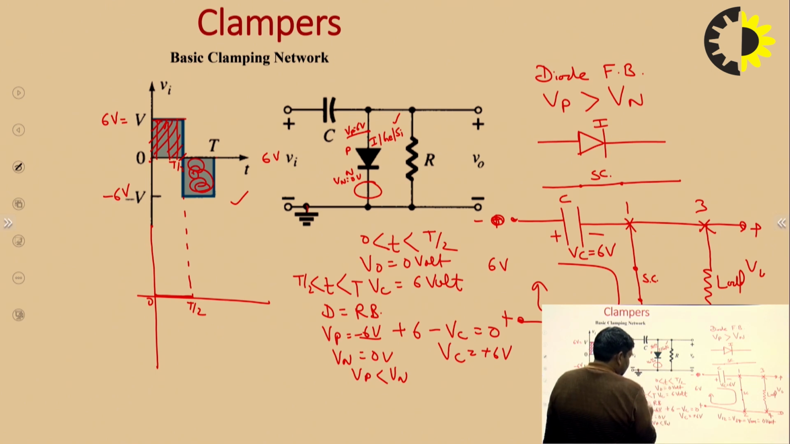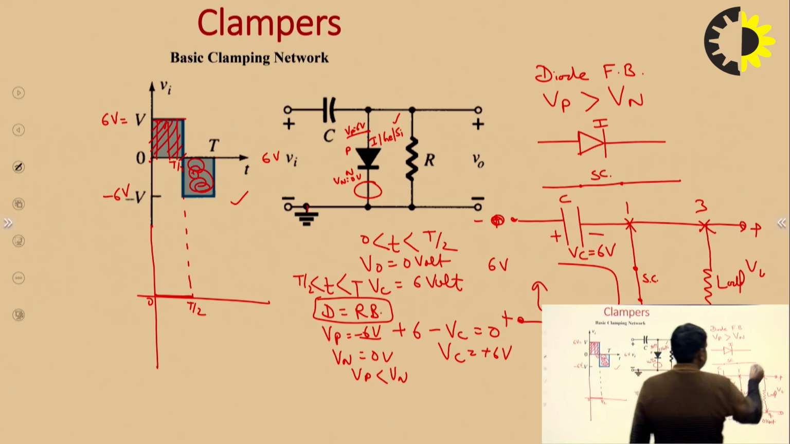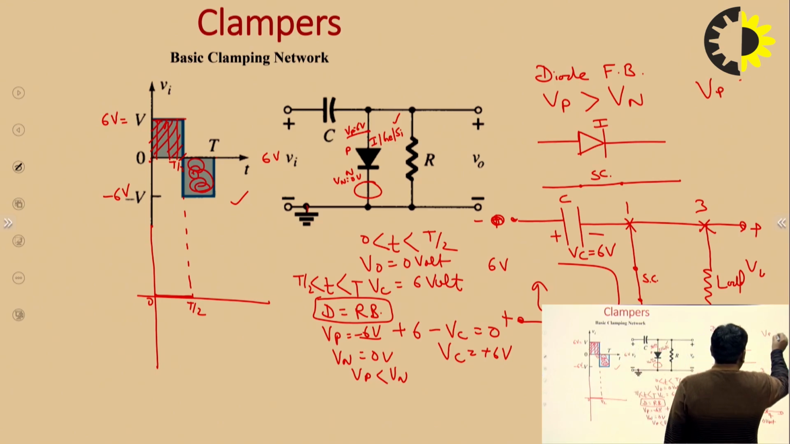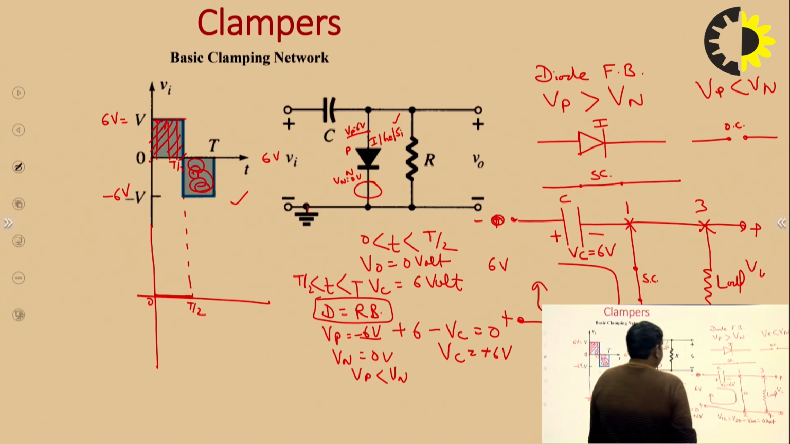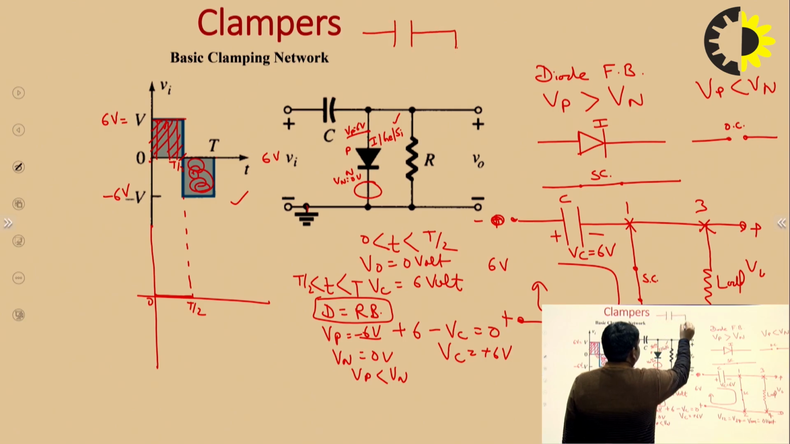reverse bias. So what is the meaning of the reverse bias condition? If Vp is less than Vn, the diode is reverse biased, so this acts like an open circuit. So if we draw the circuit, this one is this and this one is open circuited during the negative half cycle.